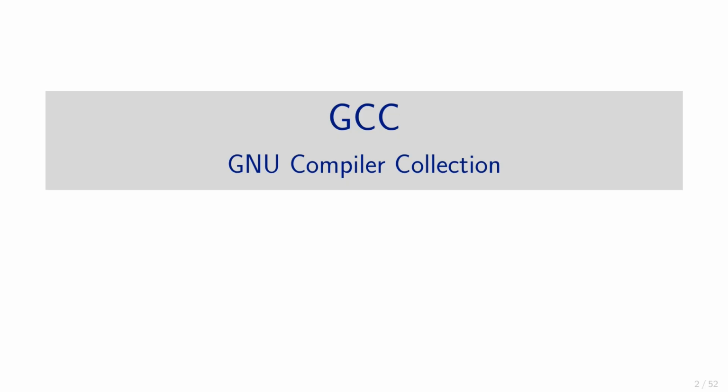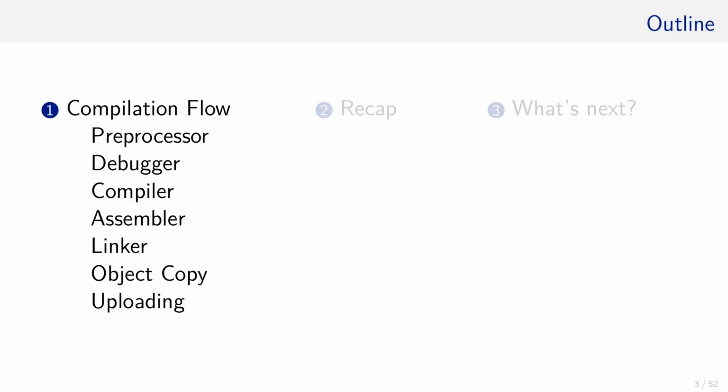The session about the GNU Compiler Collection, or GCC for short. In this session, we are going to talk about the compilation flow and answer the question how the source code is converted into a binary that can be executed on a CPU. The compilation flow consists of several stages, such as the preprocessor, debugger, the actual compiler, and assembler, to name a few. Since this course targets embedded systems, the flow ends with the upload of the binary into the microcontroller unit, or MCU for short.